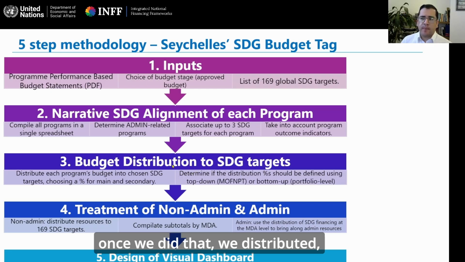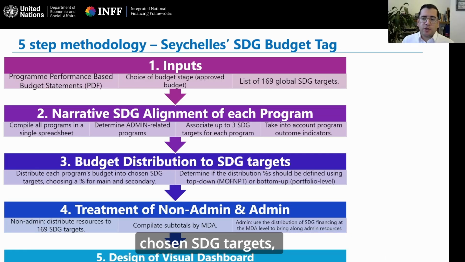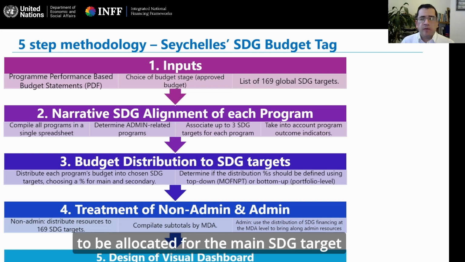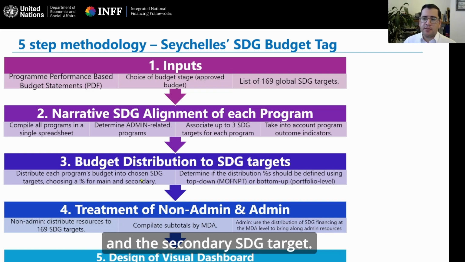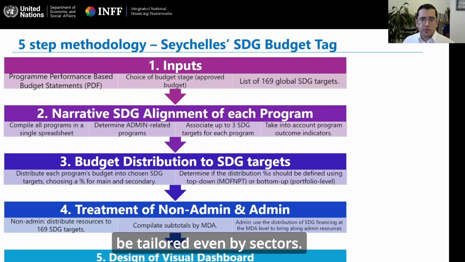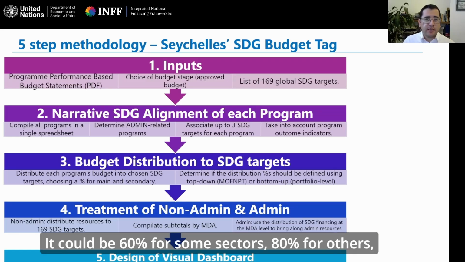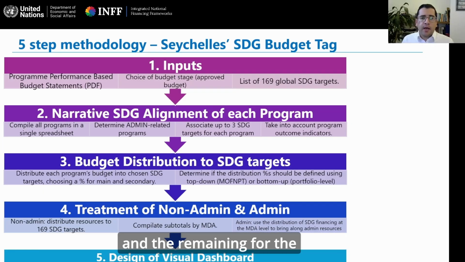Once we did that, we distributed the resources that we see in the budget into those chosen SDG targets. We made sure that we defined a percentage that we chose, and we determined a percentage to be allocated for the main SDG target and the secondary SDG target. That's something that can definitely be tailored even by sectors. It doesn't have to be 75 and 25%. It could be 60% for some sectors, 80% for others, and the remaining for the secondary SDG targets.